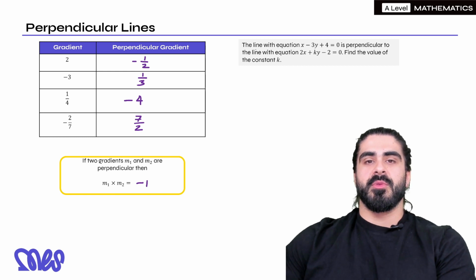So let's take a look at this question. It says the line with equation x minus 3y plus 4 equals 0 is perpendicular to the line with equation 2x plus ky minus 2 equals 0. Find the value of the constant k.